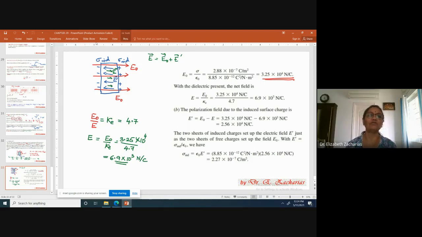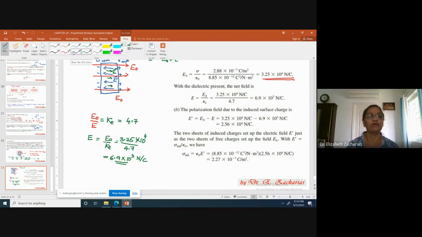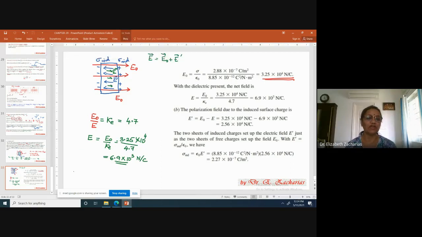Okay, now the next part of the question is, I want to find out what is the induced field. What will be the induced field?